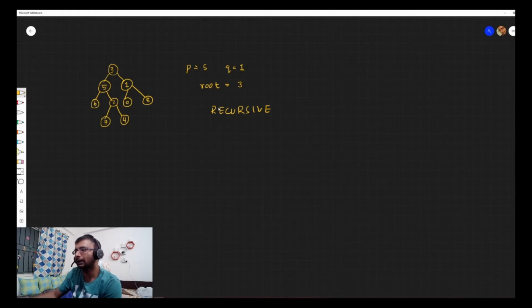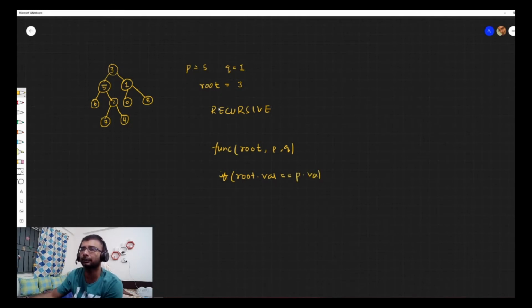So let's say we have a function wherein we will receive the root and we will receive both P and Q. So this is my function. So basically what is my first lookout, or the first breaking condition, would be: if you see that the root's value is equal to P's value, we can say that we have reached a node, provided the assumption over here that all the values are unique in this tree. So P's value is 5, and currently my root is at 3.